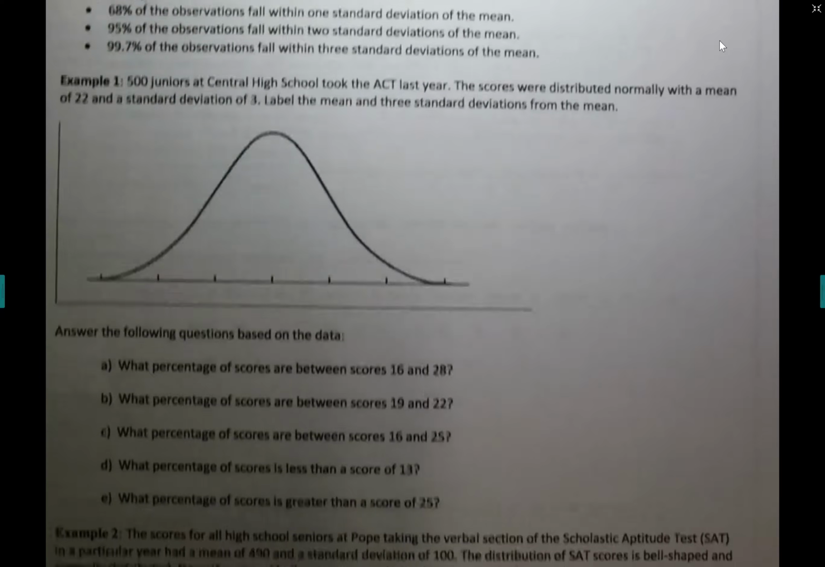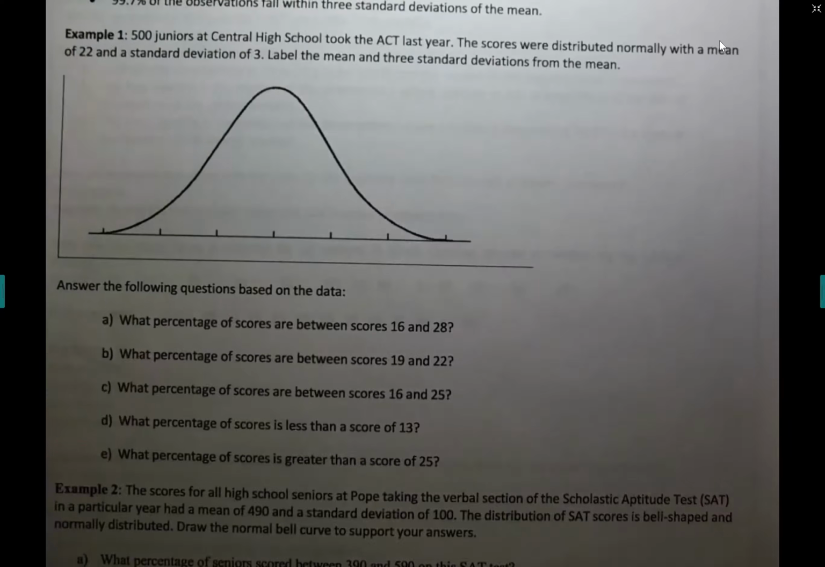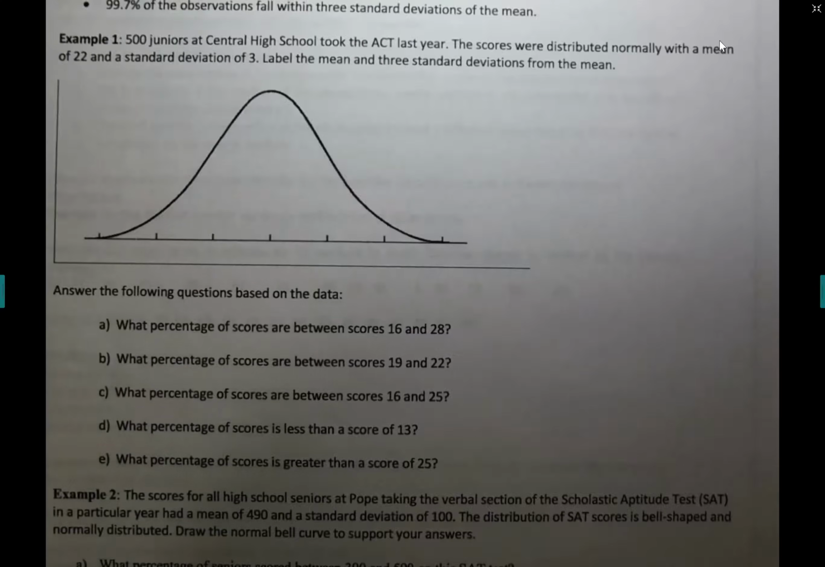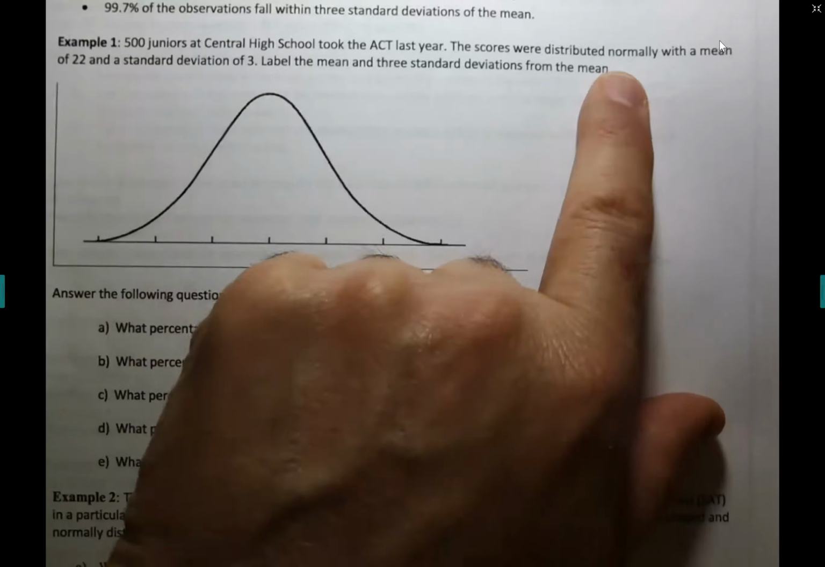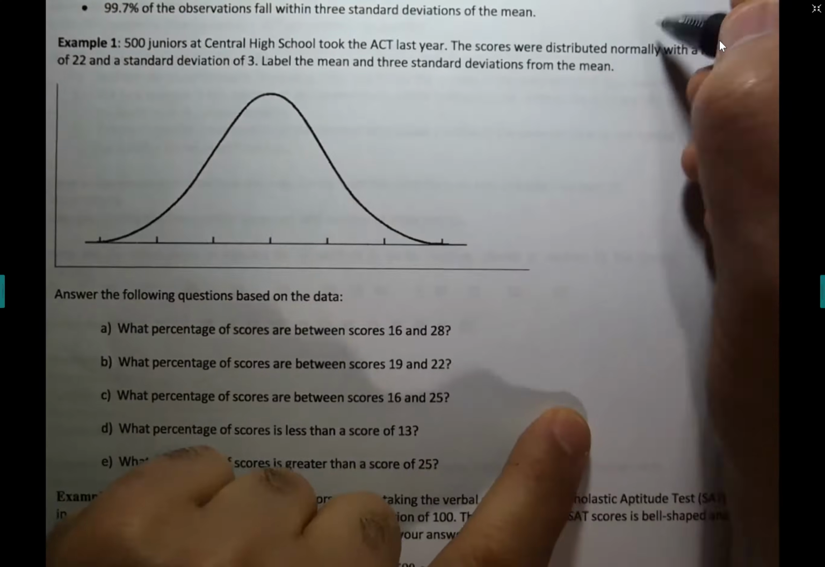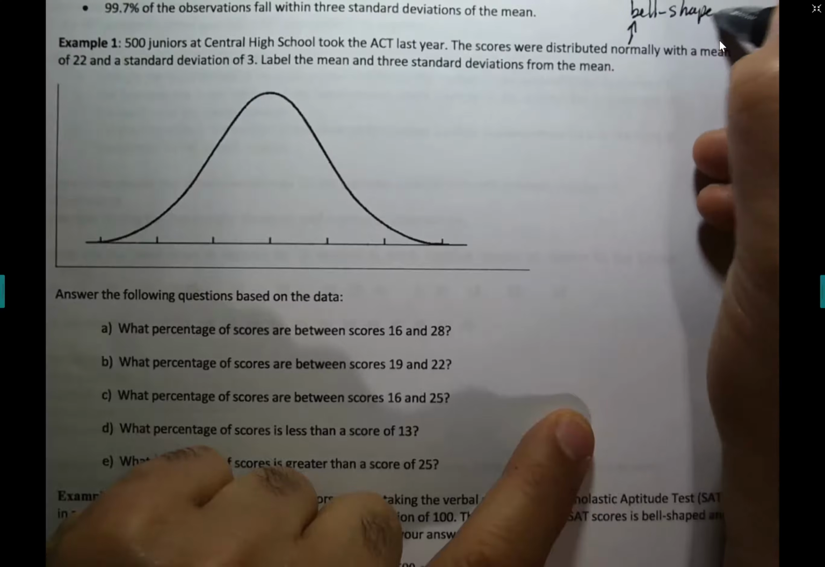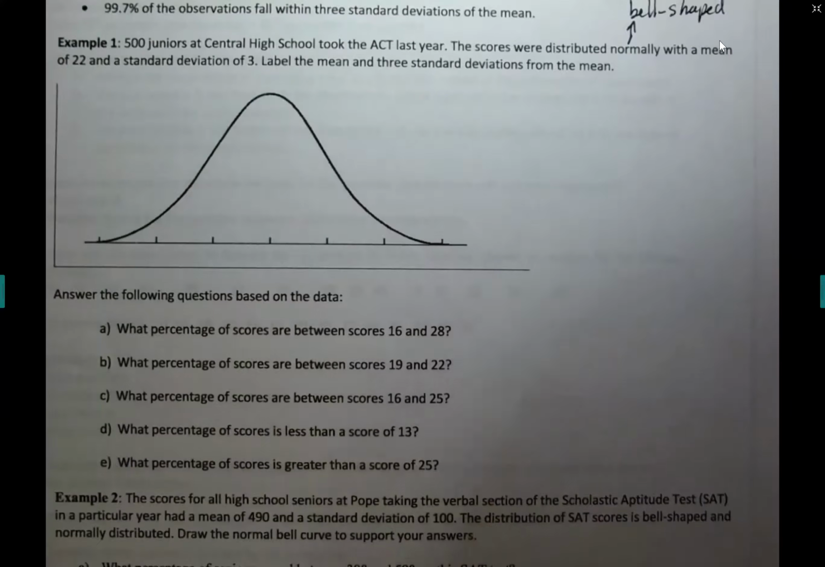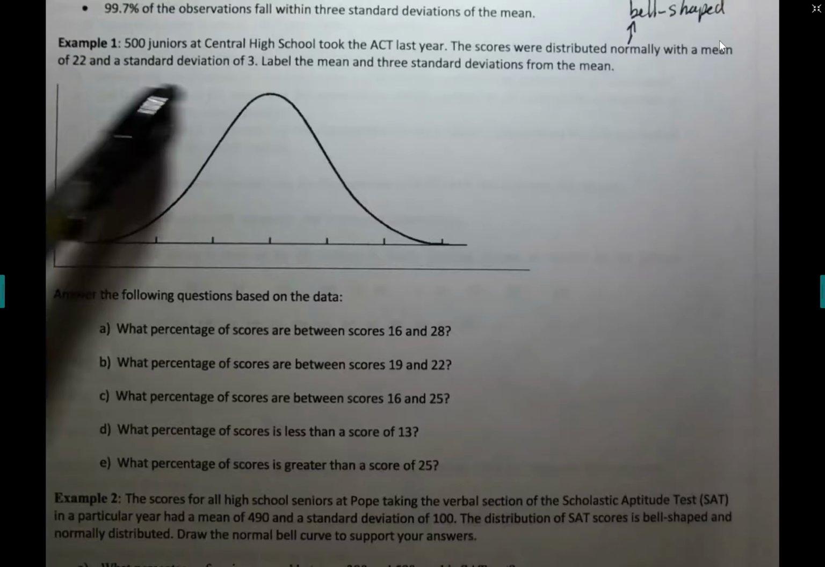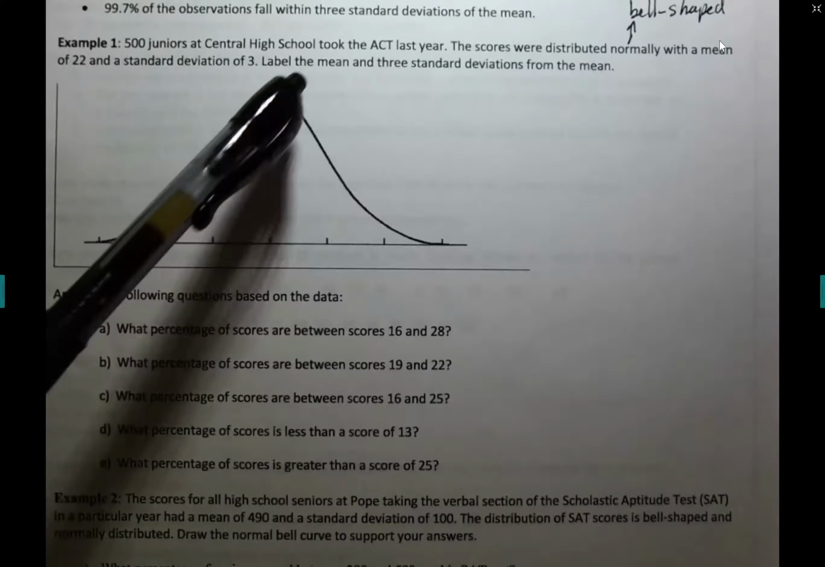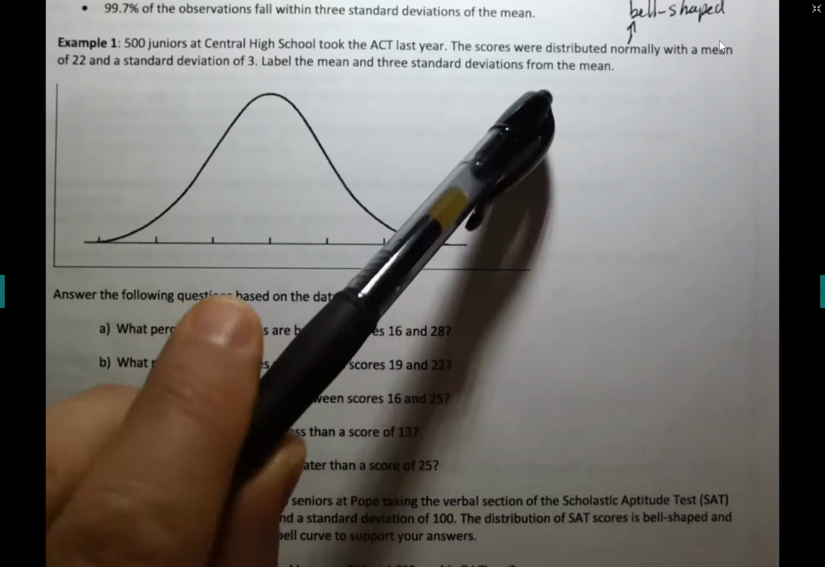Okay. Let's look at this example, guys. 500 juniors at Central High School took the ACT last year. The scores were distributed normally. Let me tell you what the word normally means: bell-shaped. Once it says bell-shaped, guys, then the 68, 95, 99.7 rule applies. With the mean of 22 and a standard deviation of 3. Label the mean and 3 standard deviations on the curve.